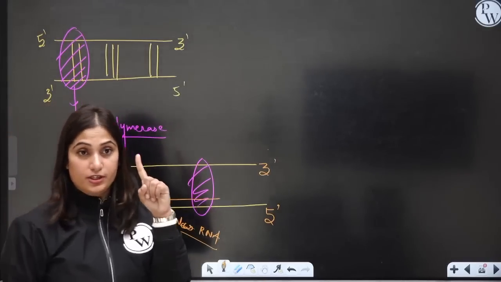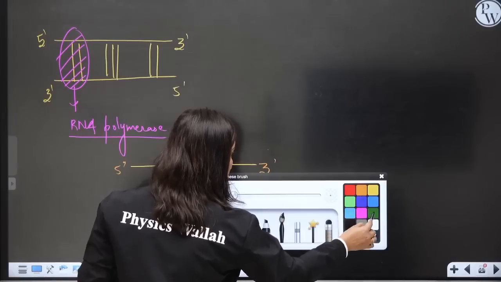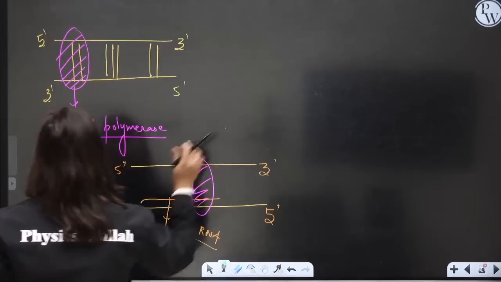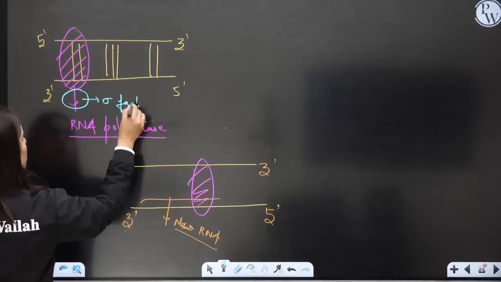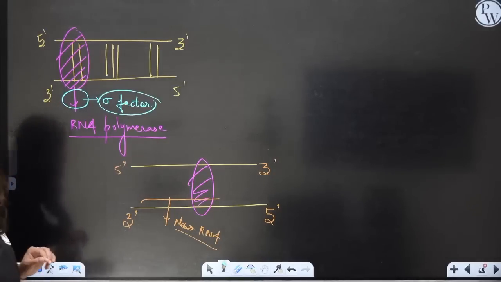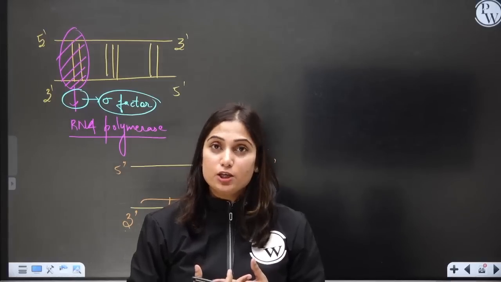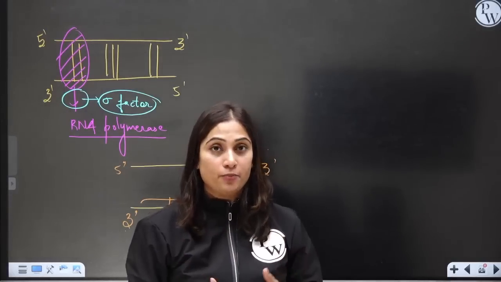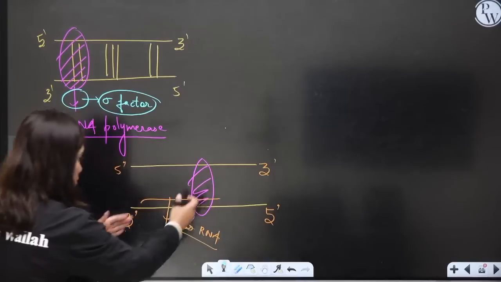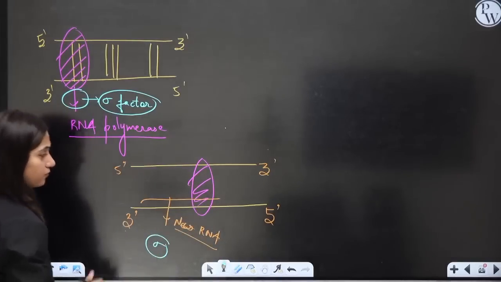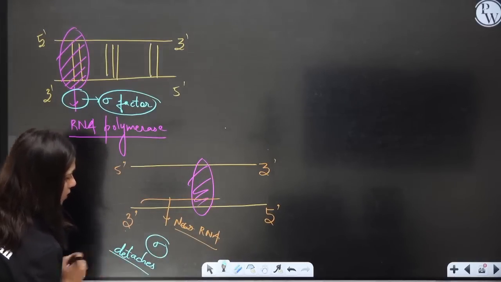And yes, one more point here. During the process of initiation, this RNA polymerase attaches with an additional part, that is sigma factor. This sigma factor with RNA polymerase is the one responsible for the recognition of the promoter sequence and for the attachment of RNA polymerase over there. When the function of sigma factor is finished, it is detached. Sigma factor detaches when the RNA starts forming on the DNA.